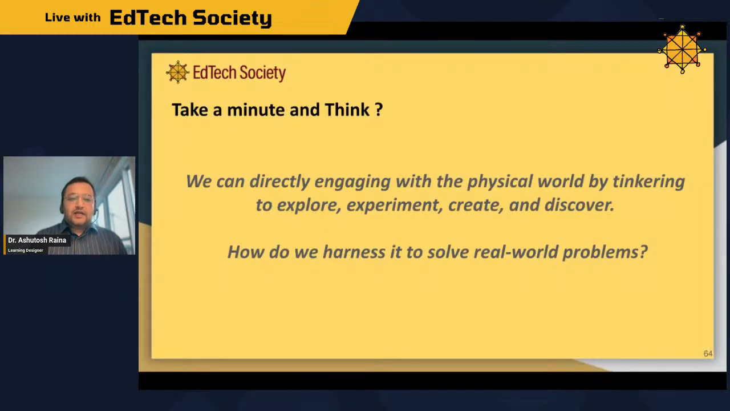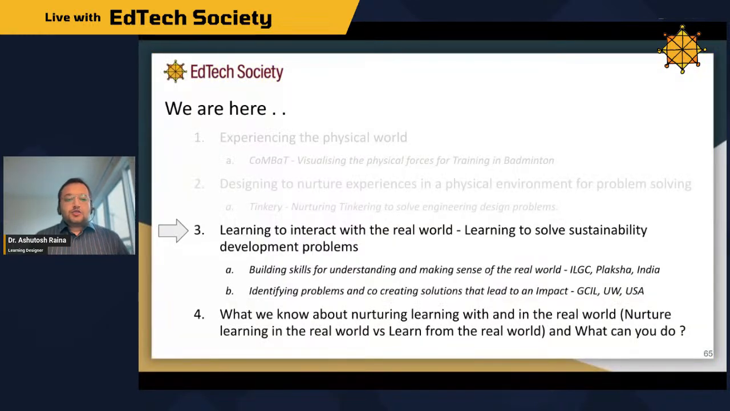So again, let's take a minute here. Now we know that we can directly engage in experiences with the physical world through tinkering, where we can explore, experiment, create, and discover. But how do we really harness it to solve real world problems? So this brings us to the next part of the talk, which is learning to interact with the real world, and which is learning to solve sustainable development problems.